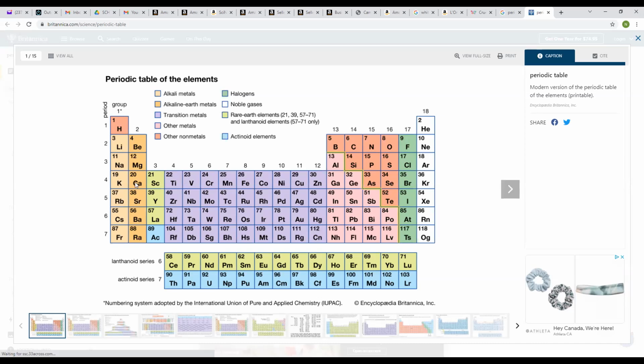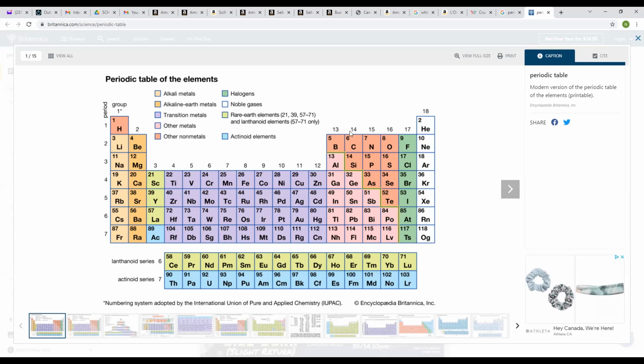And the groups, if you remember, tell you how many valence electrons are available. For example, hydrogen has 1 valence electron. Lithium also has 1 valence electron because they all belong in group number 1. Sodium has only 1 valence electron. They belong in group 1. For example, oxygen has 6 valence electrons. So does sulfur. Carbon has 4 valence electrons.